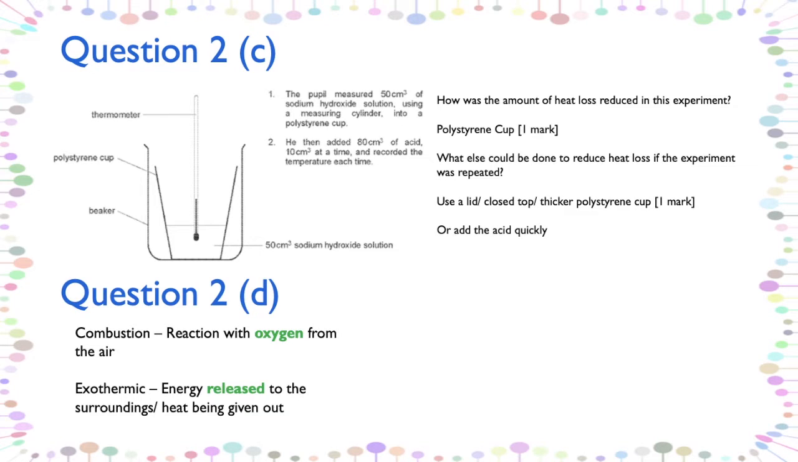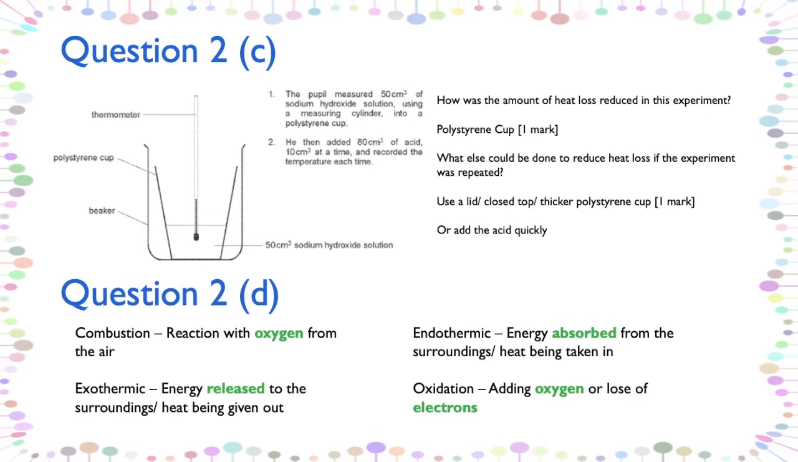Exothermic reactions are when energy is released to the surroundings. Endothermic reactions are when energy is absorbed from the surroundings. And an oxidation reaction is when oxygen is added or there is a loss of electrons. So as you can see here from the graph, energy is released, so therefore this had to have been an exothermic reaction.